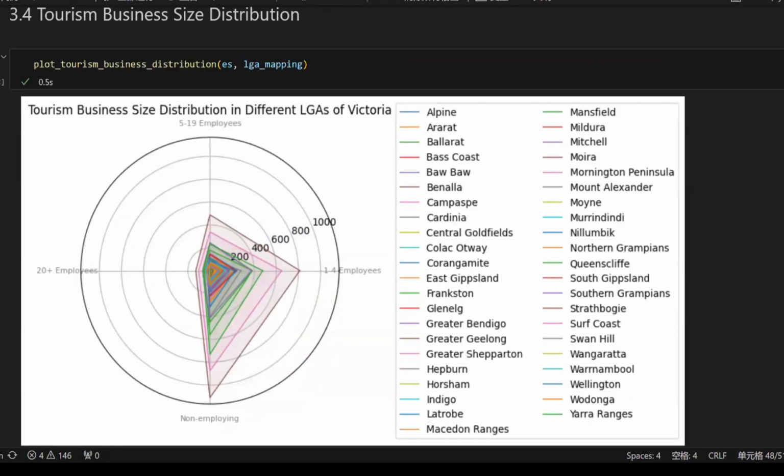And understanding the size distribution of tourism businesses aids local governments and tourism organizations in policy formulation and development plans. A radar chart displays this distribution across different local government areas, providing tourists with insights into the local tourism economy.